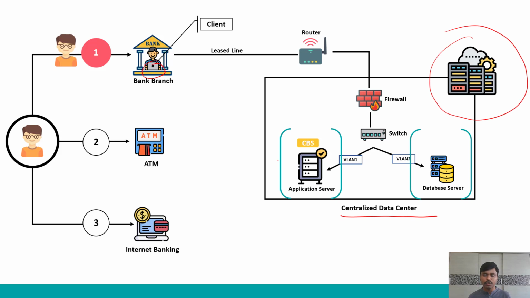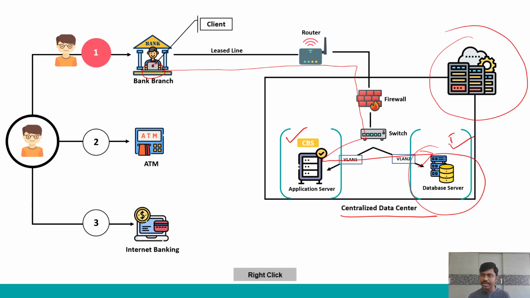In our example, we are going to talk about the application server and the database server. Now what happens when the customer enters an account number here? The request comes to the centralized data center. First, the request goes to the application server, and then finally it goes to the database server, where the entire data of the bank is stored.